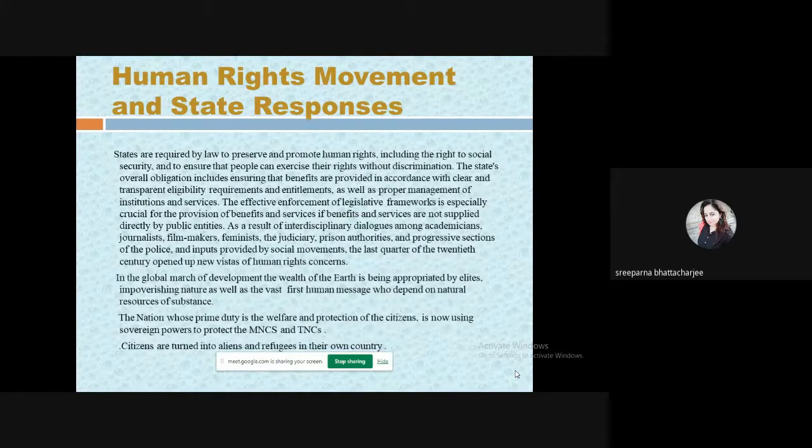Okay. Now we have almost come to the end of our lecture. So here we would try to understand what has been the state's response. We know that states are mandated to preserve and promote human rights, including the right to social security and all such things.